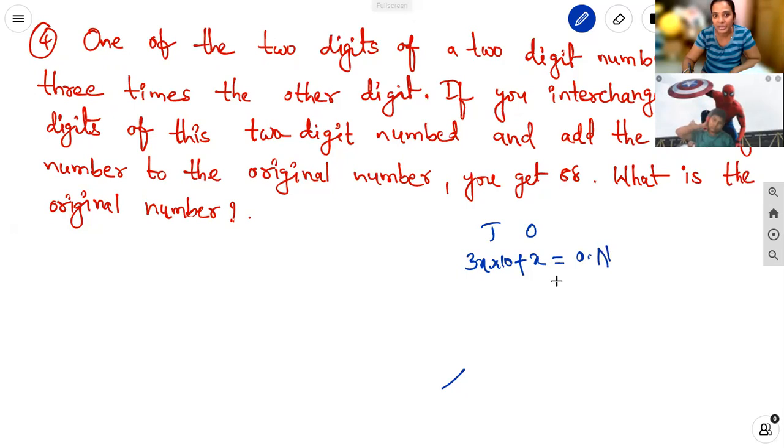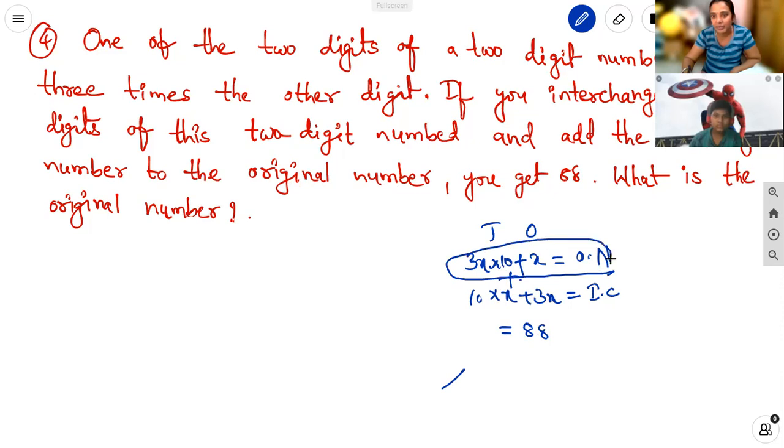If you interchange the digits of this two-digit number, 10 into x plus 3x is the interchanged number. Add the resulting number to the original number, and you get 88. What is the original number? We can find out.